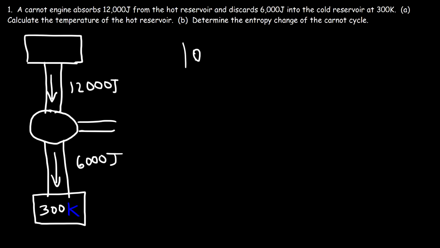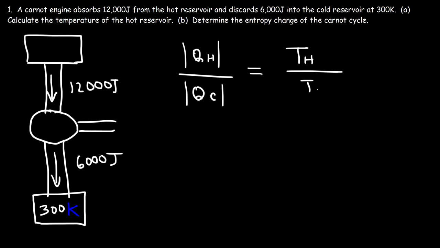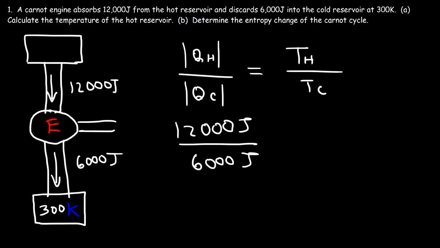So we can use this formula. QH divided by QC is equal to TH divided by TC. Now QH, the heat energy that flows from the hot reservoir to the engine, that's 12,000. So this is the engine. So QH is 12,000 joules. QC, the absolute value of it, is 6,000 joules. QC itself is negative, but we're dealing with the absolute value in this equation. Our goal is to calculate TH, and TC is 300 Kelvin.